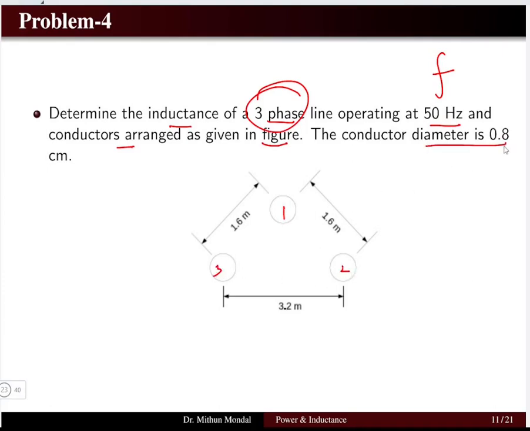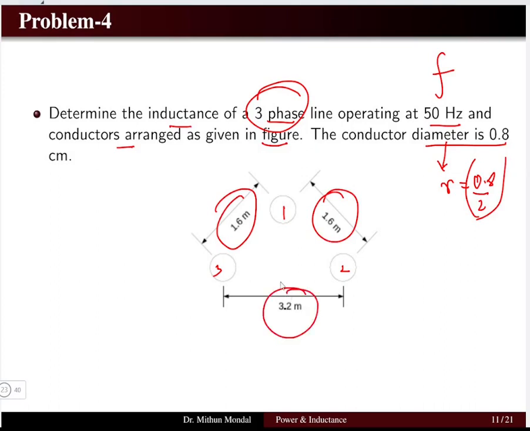The conductor diameter is 0.8 centimeter. So diameter is given, it means the radius is equal to 0.8 divided by 2. The distance between the individual conductors is also given. We have to find the inductance. Finding the inductance means finding the GMD first, then GMR, and then we can calculate the inductance. The previous problem of calculating the GMR will be helpful in solving problem 4.